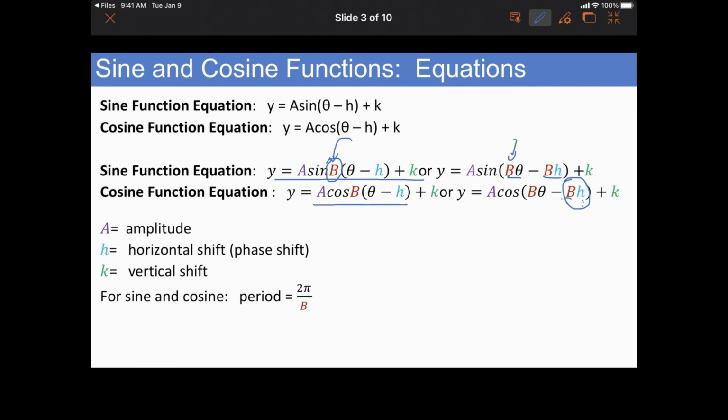Today we're just going to focus on the period changes. So we're not going to do period and horizontal shifts together. They are more complicated, and we're going to wait and do that in the next lesson.